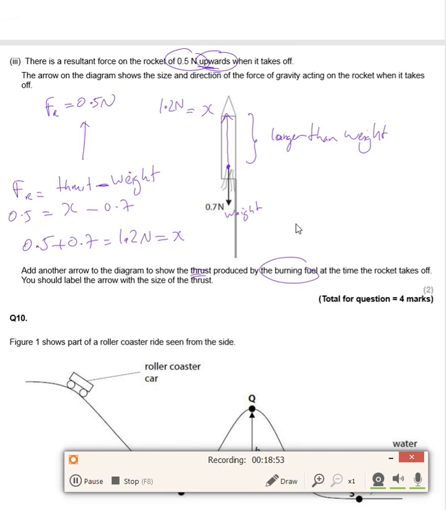2.2. Now, you get 2 marks for the arrow being longer than the weight, the arrow is labeled, and the arrow is pointing upwards. So all these three play into this. Okay, so the arrows need to be pointing upwards, they need to be longer than the weight, and they need to be labeled 1.2 in this case. Okay, so make sure that that's all out.